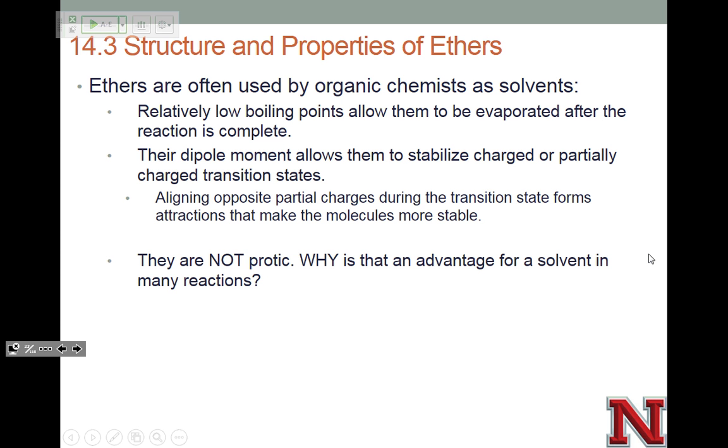Where an acidic proton would be a bad thing to have. Our Grignard. We cannot have an acidic proton in a Grignard. That means we can't use a Grignard with water present.